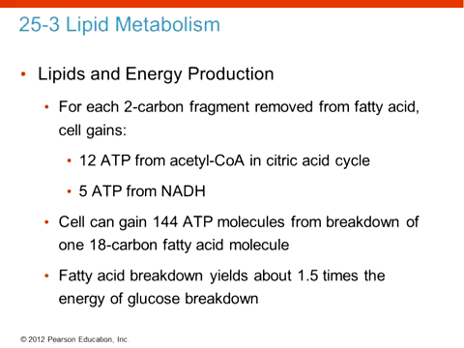For each 2-carbon fragment that's removed from a fatty acid, you get 12 ATP from acetyl-coenzyme A in the citric acid cycle and 5 ATP. As a result, a cell can get 144 ATP from breaking down just one 18-carbon fatty acid molecule. Because of that, fatty acid breakdown gives you 1.5 times the energy of glucose breakdown. So the whole discussion behind low-carb diets and being higher on fats and proteins, fats do give you more energy. They give you a significant amount of energy as a result of their breakdown because of the way they're chemically structured.